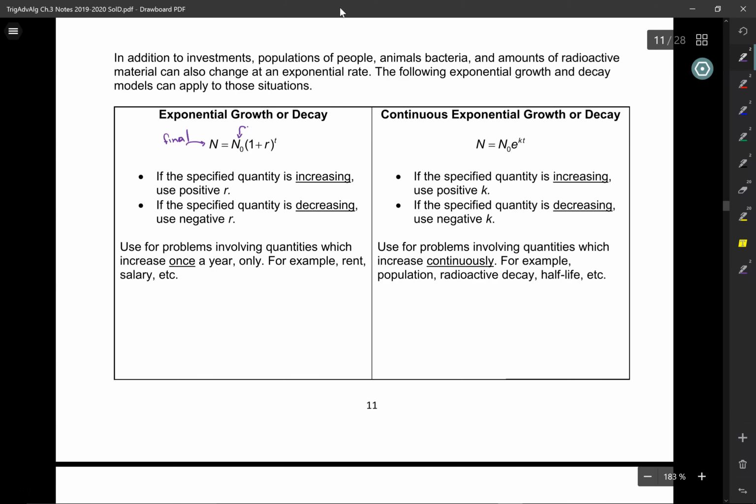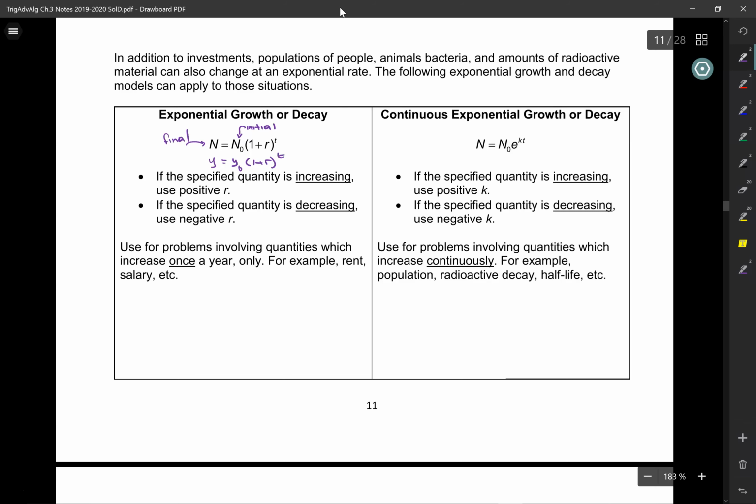N naught is the initial amount. It's N subscript 0, we call it N naught. R is the rate, T is the time. Every other book in the universe uses Y instead of N, and that's actually the original preferred one. So Y equals Y naught, 1 plus R to the T.